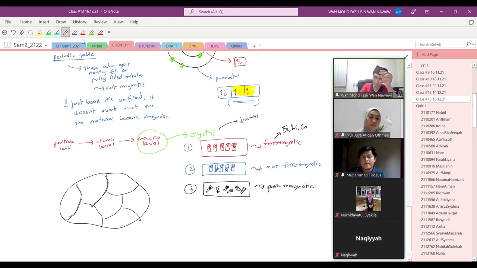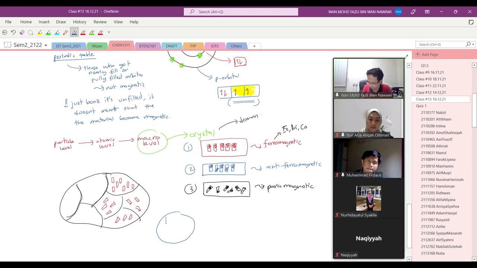Meaning that if you have something like this, it's fine. But then you have many crystal grains inside the metal. So maybe the second is like this. In order for it to be magnetized, you cannot get it like this. You must have everything aligned, everything in one phase, in order for it to become ferromagnetic. Because if you see the magnet itself, there is only one north and one south, so you need the tiny magnets, which are the atoms themselves, to be aligned in a certain way.